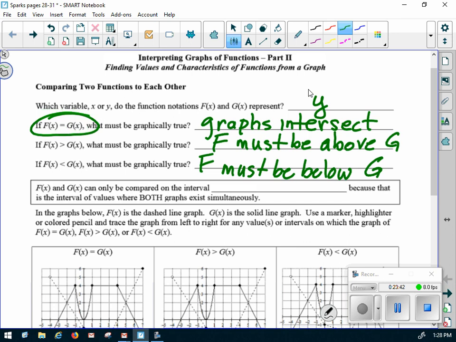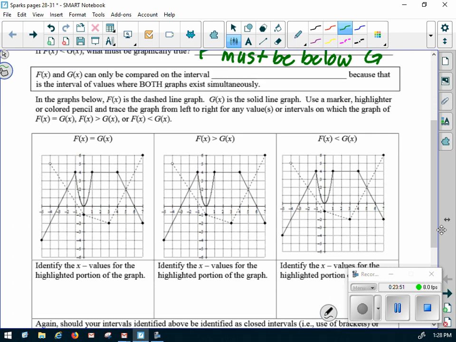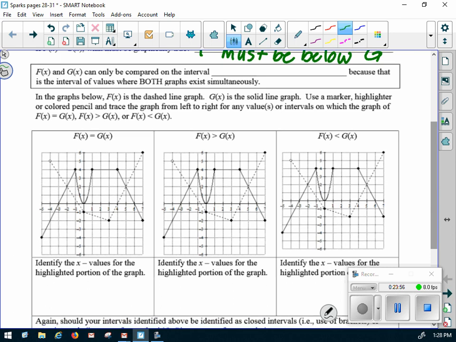F and g can only be compared on what interval? Now, I'm assuming we're talking about this graph here. Now, I'm going to show you what I'm talking about. F is the dashed line. Everybody see that? F is the dashed line. G is the solid line. At what x value does f start? -4. It doesn't include it, correct.